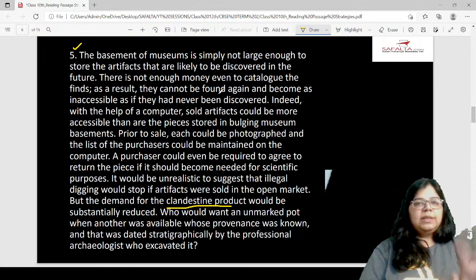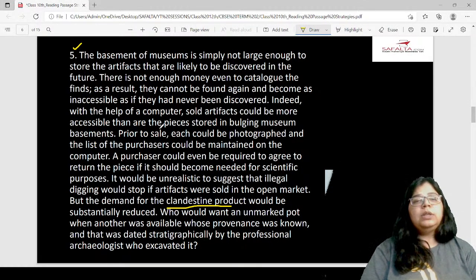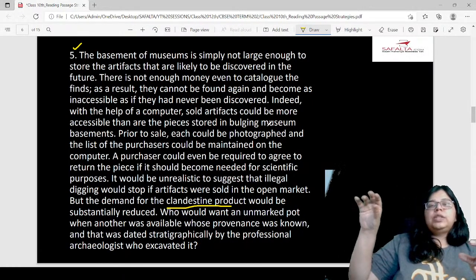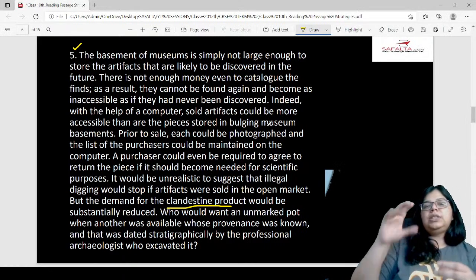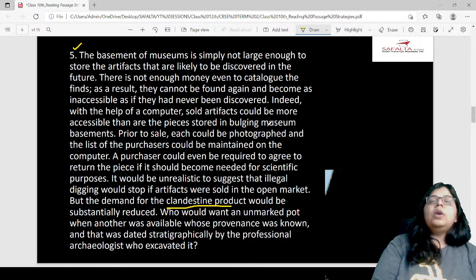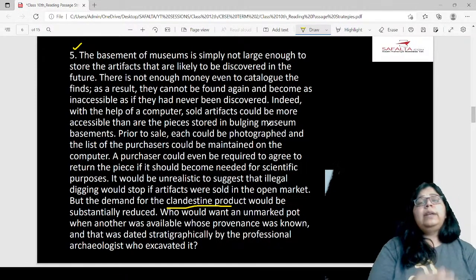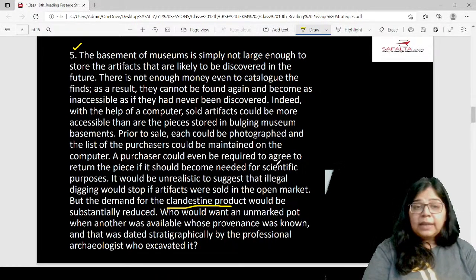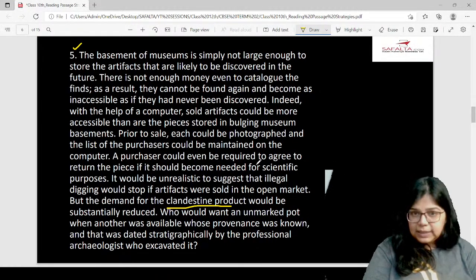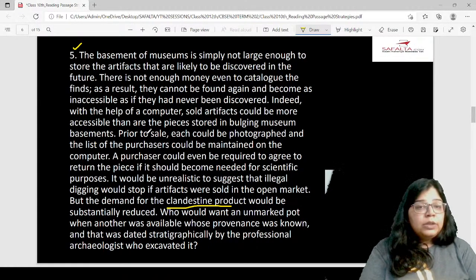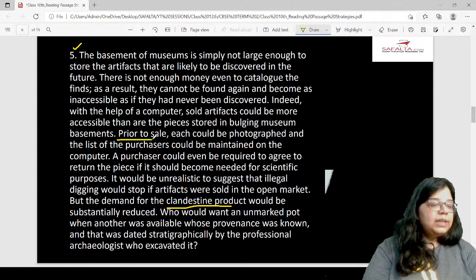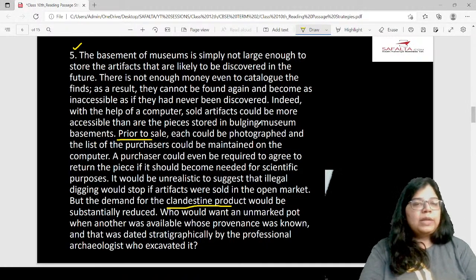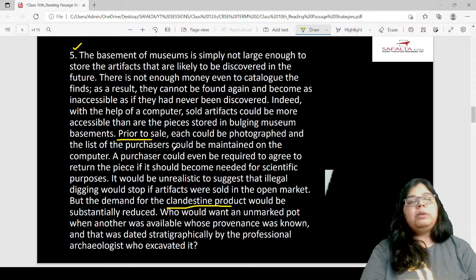And then it says, I'm leaving the next line. It says, indeed, with the help of a computer, sold artifacts. Artifacts are small little things that you have in your house for decoration, like a small statue of a Buddha or Ganesh ji or some sort of vase. Those are called artifacts. Indeed, with the help of a computer, sold artifacts could be more accessible than are the pieces stored in bulging museum basements. Prior to sale, meaning before they are even sold, each could be photographed. So that means the artifacts should be photographed, and the list of the purchasers could be maintained on the computer.